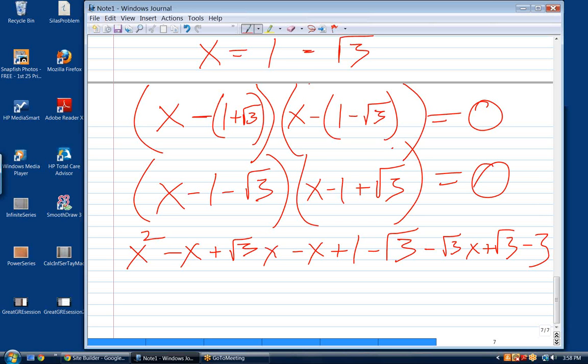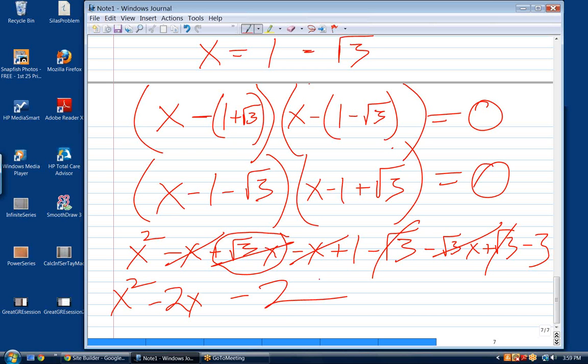Now we have to combine terms. So we only have one x squared. How many x's do we have? We have minus 2x there, and that takes care of that one and that one. And then you'll notice that we have a plus root 3x and a minus, so we can just cancel those. We have a plus root 3 and a minus root 3. We can cancel those. So what have I got left here? Just numbers. Minus 2. So there's my polynomial.